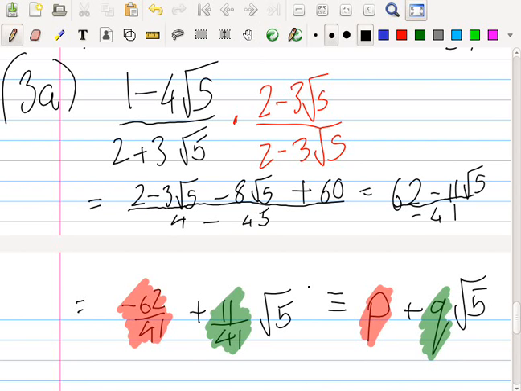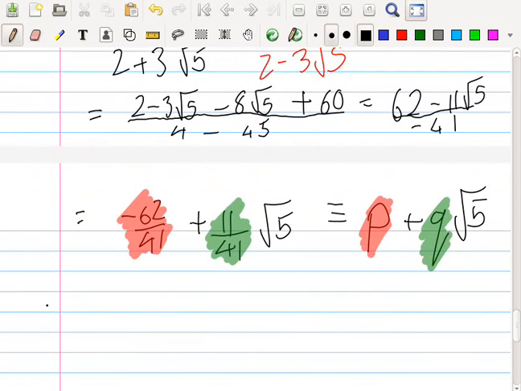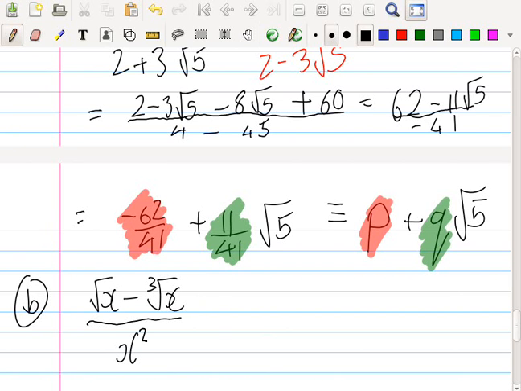Question? Okay. Continue? Yes? So now, B part is another simplifying. You have root x minus cube root x all over x squared. That equals, what power is square root? Half. And then cube root? A third, yeah.